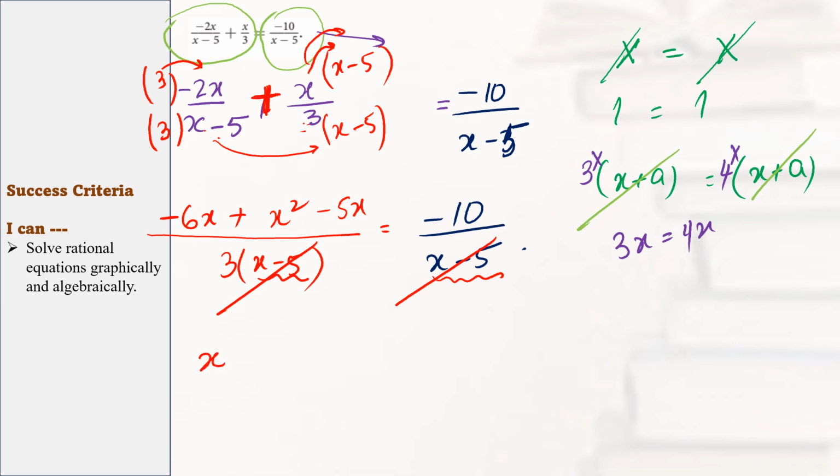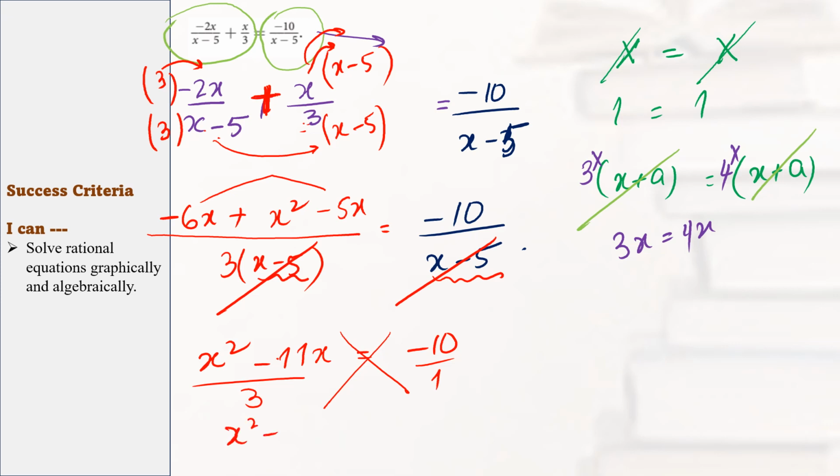So x square minus 6x minus 5x, minus 11x, over 3, equals negative 10 over 1. Cross multiply. So x square minus 11x multiplied by 1 gives me the same thing. Anything multiplied by 1 gives me the same answer. Negative 10 times 3 gives me negative 30.